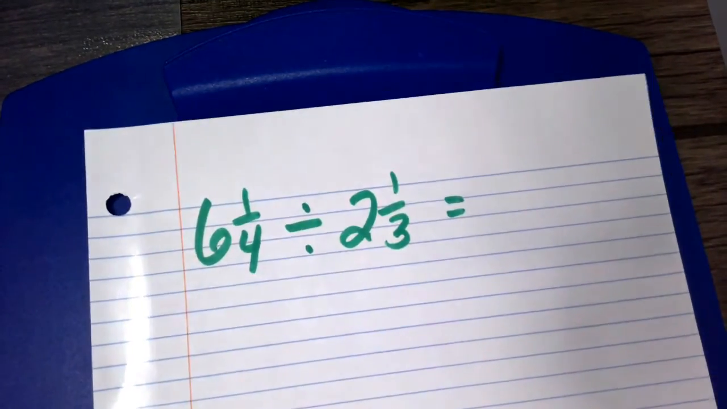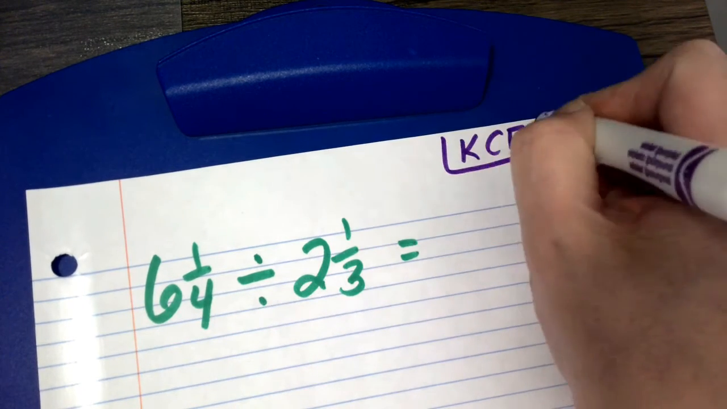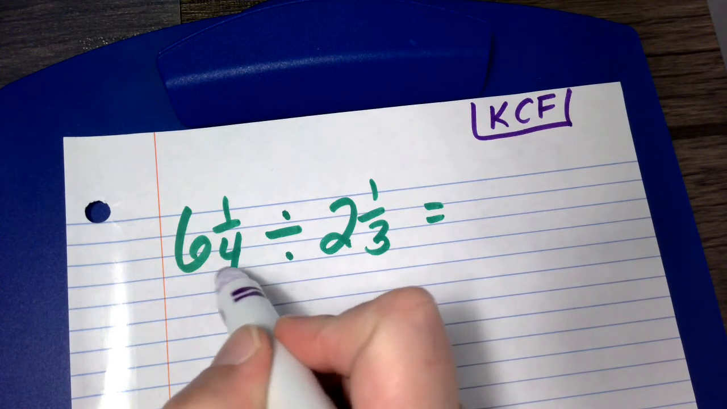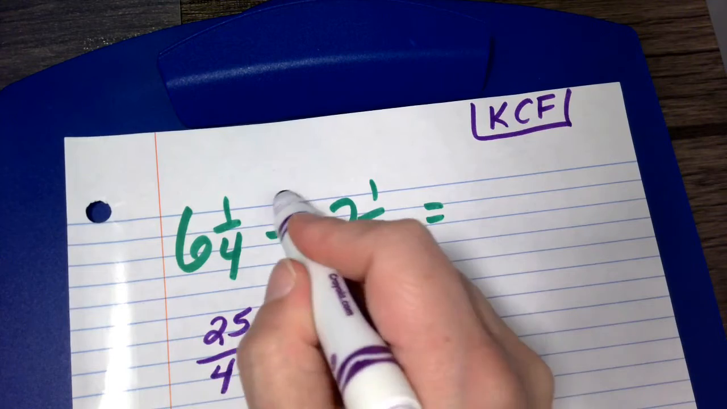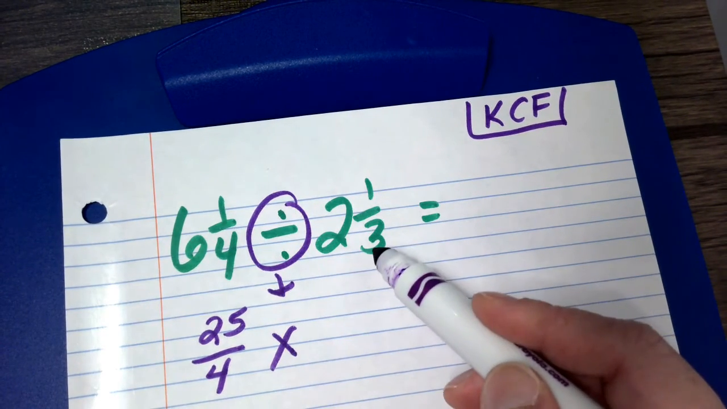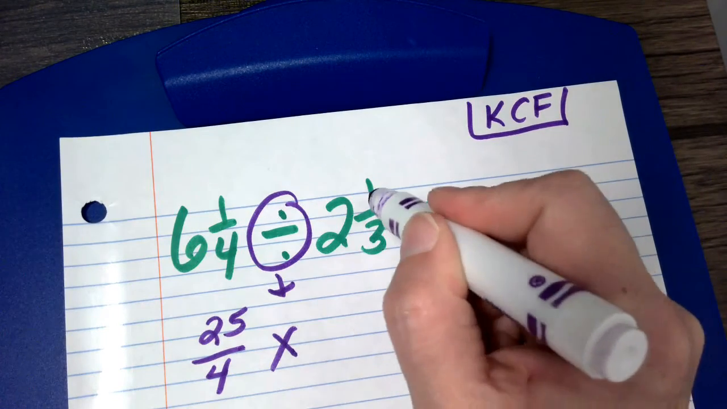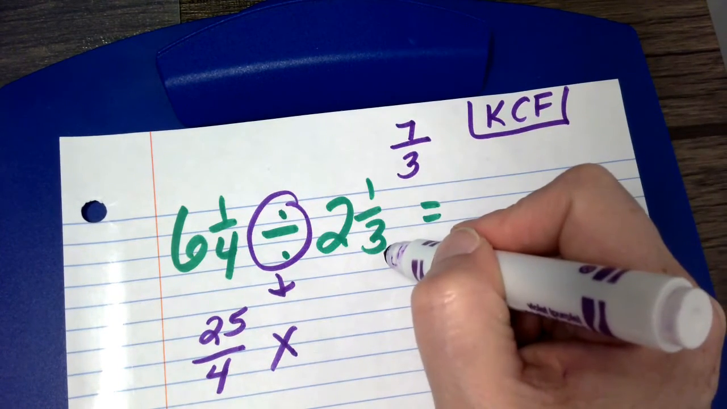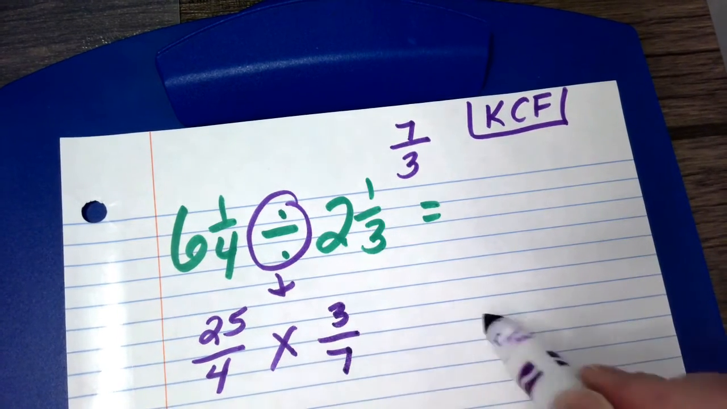Now I have 2 mixed numbers. Again, I'm going to put up here keep, change, flip, to remind myself what I need to do. But first I need to make improper fractions. So I have 4 times 6 is 24, plus 1 is 25. 25/4. First I'm going to find my improper fraction, and then I'm going to find my reciprocal. So 3 times 2 is 6, plus 1 is 7, and keep the same denominator. So 7/3 is my equivalent fraction for this. But since I'm flipping it or taking the reciprocal, I'm going to have 3/7 here.